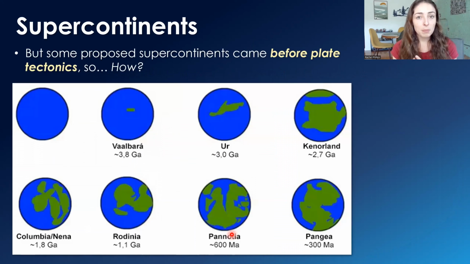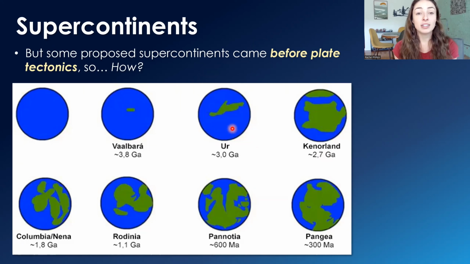However, some proposed supercontinents, like Vaalbara, I've heard this pronounced multiple ways, so correct me if I'm wrong, and Kenorland, are all examples of supercontinents that have been proposed to have formed before plate tectonics was a thing. So how did these form before plate tectonics? Essentially, some of these really early ones, rather than representing continental landmasses that have come together, they kind of just represent all of the continental landmass that has formed so far on Earth. And therefore, it's a supercontinent because there's just one continent.